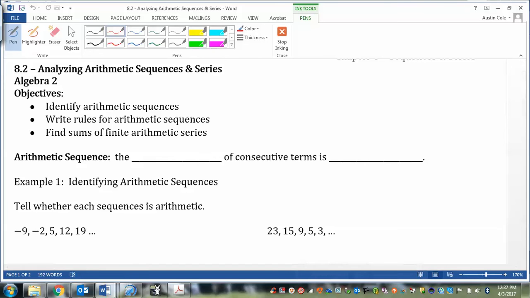Okay, so our objectives today: identify arithmetic sequences, which we've already done. We're going to write rules for arithmetic sequences, which we've already done, but now I'm going to give you guys a formula for it. And then we're going to find sums of finite arithmetic series.